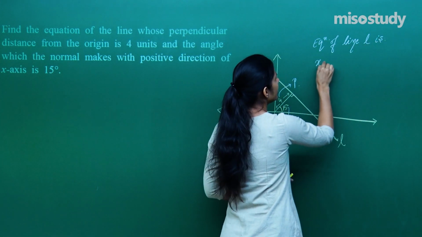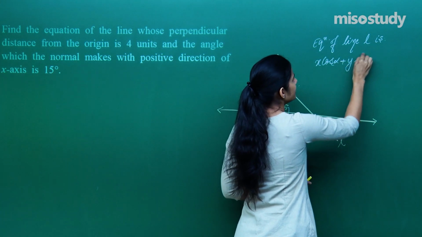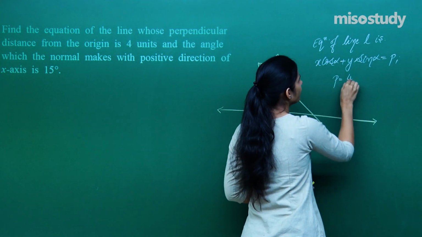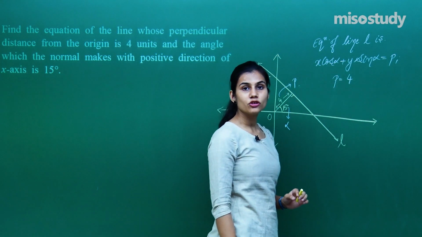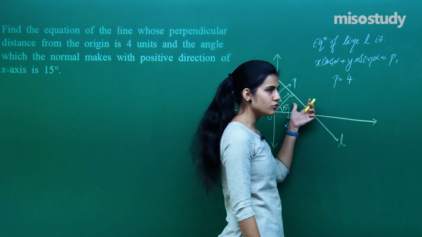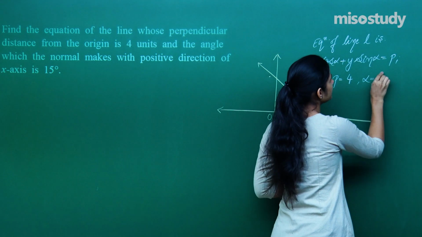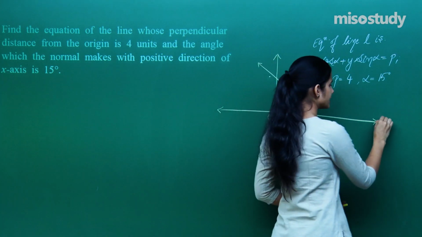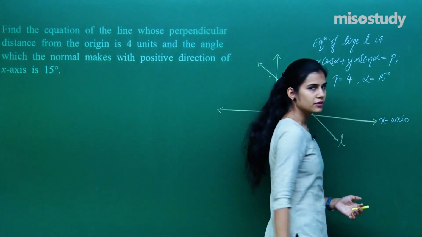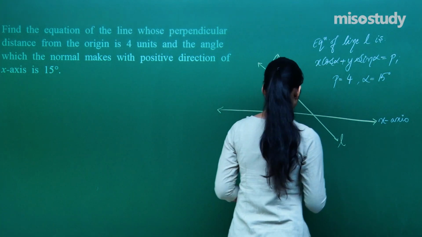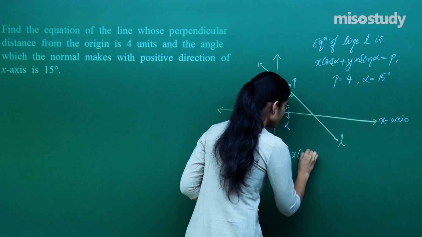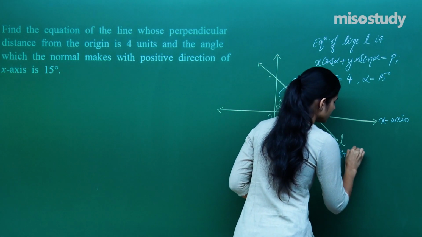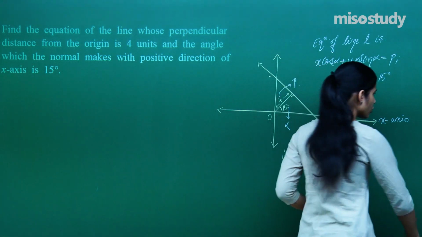is x cos alpha plus y sin alpha equals p, where p is actually 4 units because p represents the very length of the normal which is drawn to the line from origin. It is given to you as 4, and alpha is 15 degrees, where alpha represents the angle which the normal makes with positive direction of x-axis. So what happens to be your normal form? X cos 15 plus y sin 15 equals 4. Now what is cos 15 and sin 15?